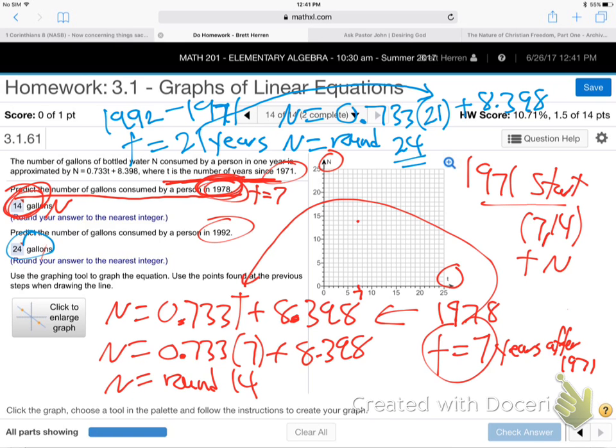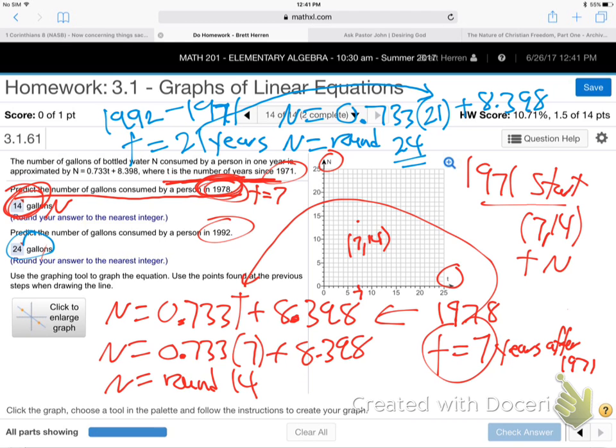There, I think it's it, right? Hard for my eyeballs to see that. Yeah, looks right. 7, 14. Over 7, up 14. Everybody see that point? Everybody good? That's over 7, up 14. That's the first dot. At 7 years after 1971, in the year 1978, a person drank on average 14 gallons of bottled water.